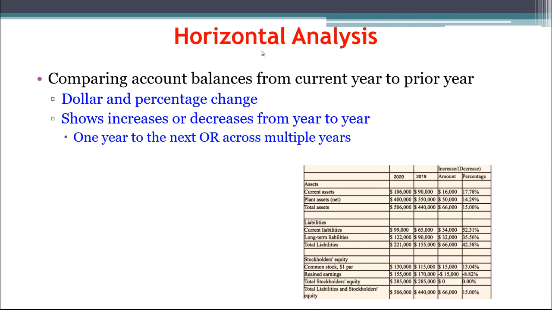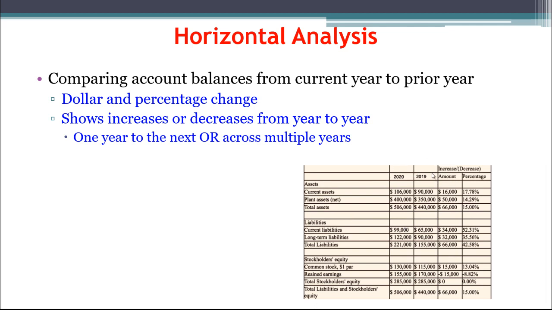And if you think horizontal, you'll notice you're looking across the report, left to right. Specifically, it is across time. It's a dollar and percentage change from 1 year to the next. So we show the increases or decreases from either 1 year to the next year, or in some cases across multiple years.